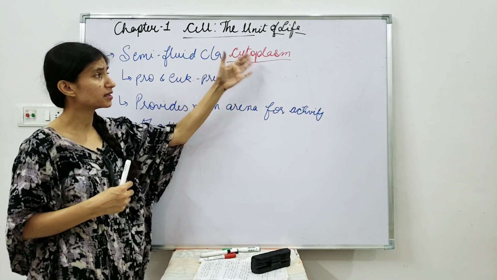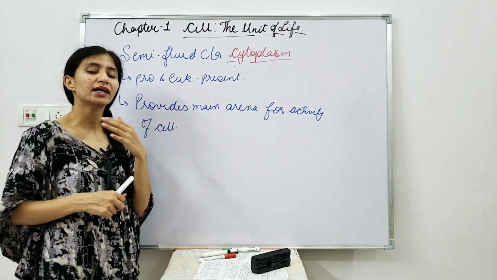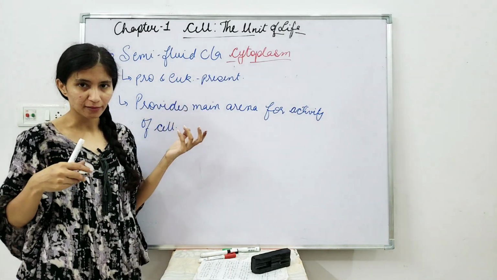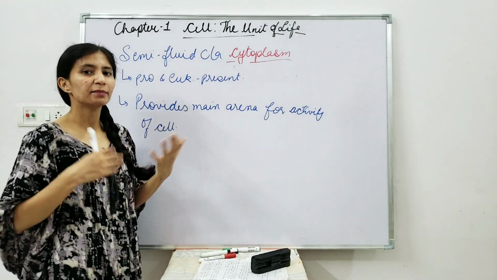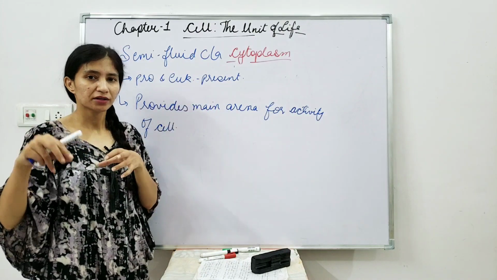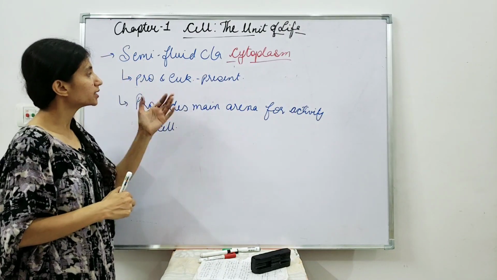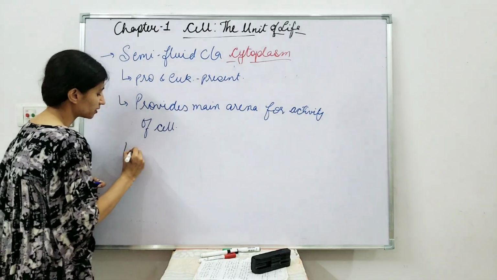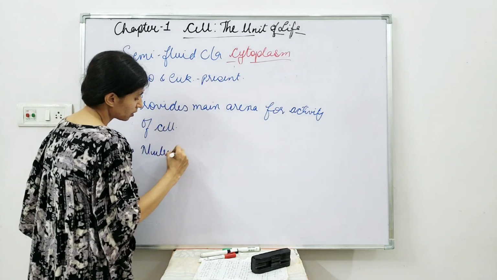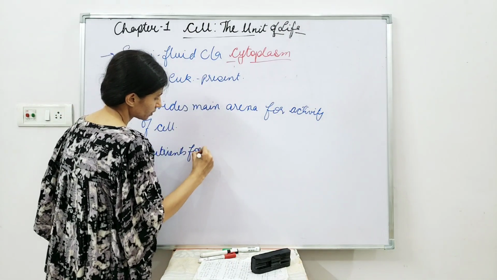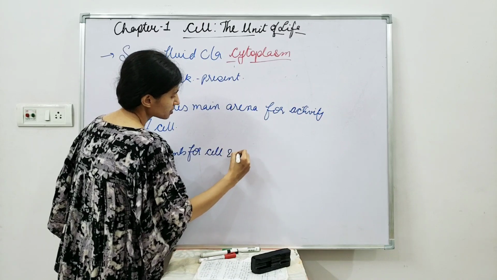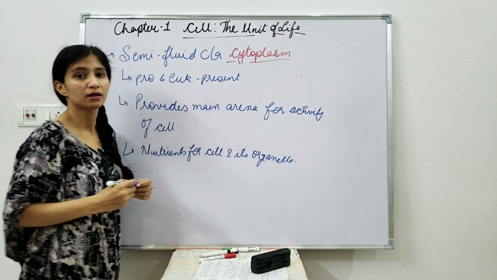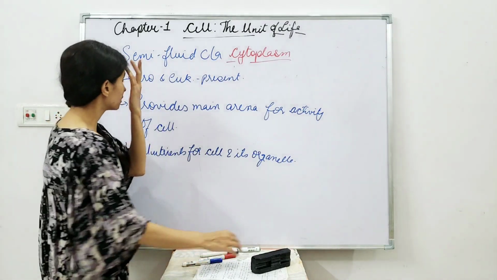Like whatever activities, whether it's the formation of protein or any chemical activity that takes place, it takes place in the cytoplasm. Or there are certain enzymes which are actually present in the cytoplasm, or they are being generated over there and then transported to different cell organelles present in the cytoplasm. Other than providing the arena for the activity, it also provides nourishment, nutrients for the cell and its organelles.